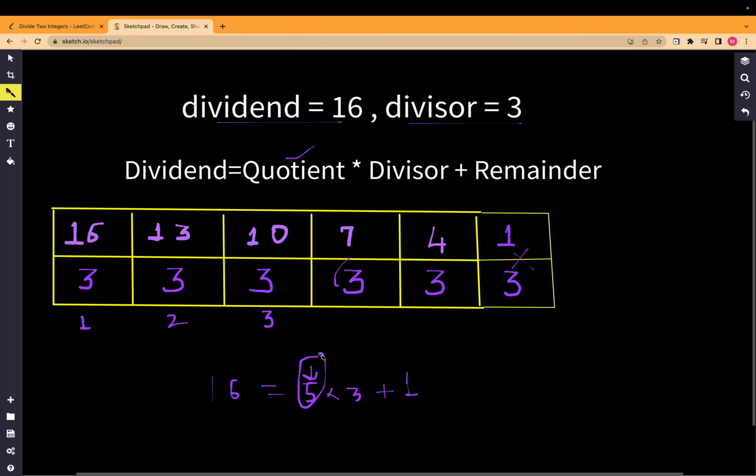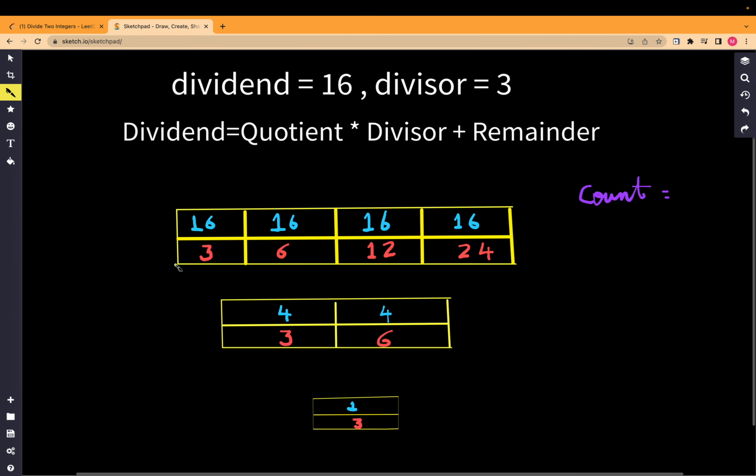But using this approach will increase our time complexity, because 16 is a small number, but what if the number is greater? Then the operations it will perform will also be greater, so the time complexity will increase. So what is the optimal approach of solving it?